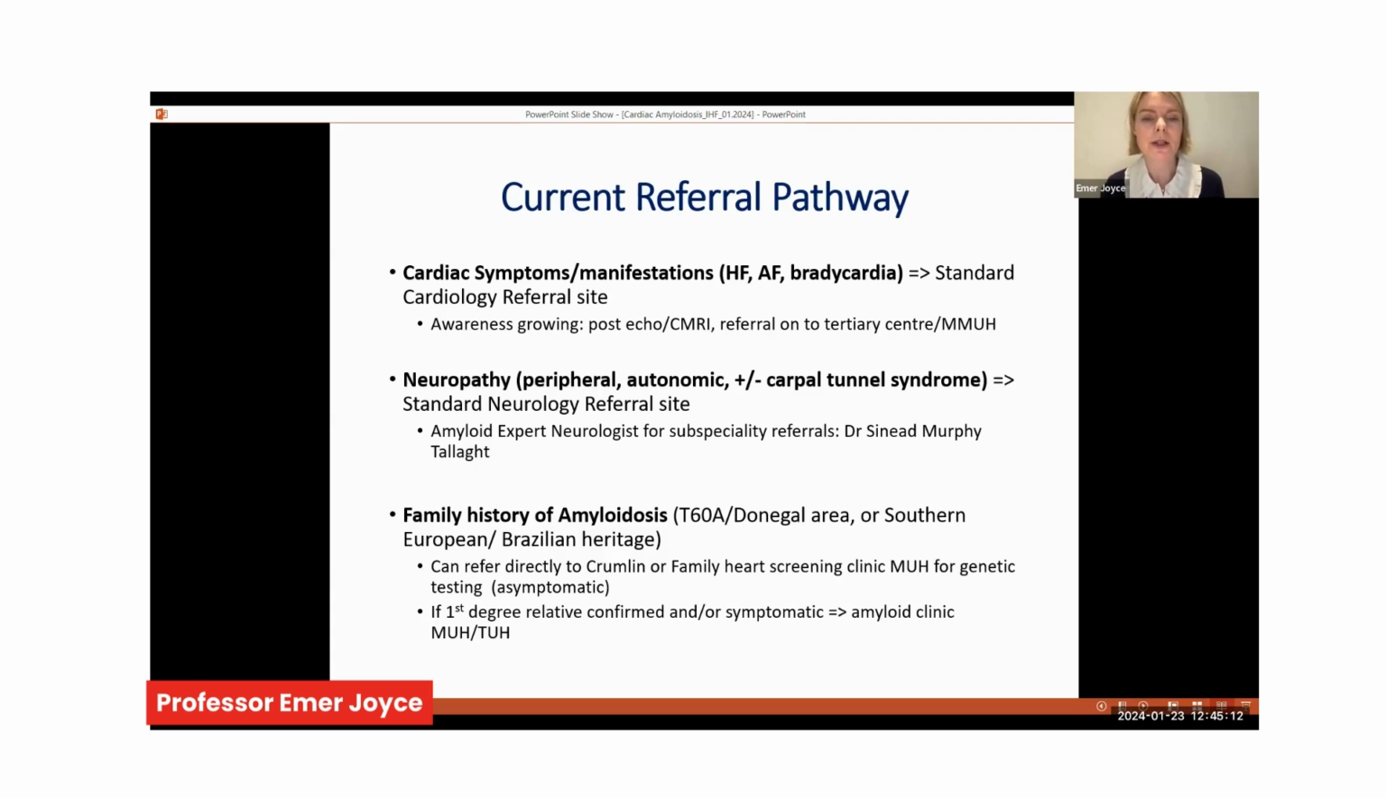But if you just want to get your genetic testing done, you can refer directly to Crumlin or the Family Heart Screening Clinic in the Mater, if you have a family history and you're looking to see, do I have the genetic test? If we've seen, either myself or Professor Murphy or some of our other colleagues, a first-degree relative, so mother, father, brother, sister, with symptomatic disease, and you're of a certain age, typically late 40s, 50, then we can do that genetic screening at the Mater.